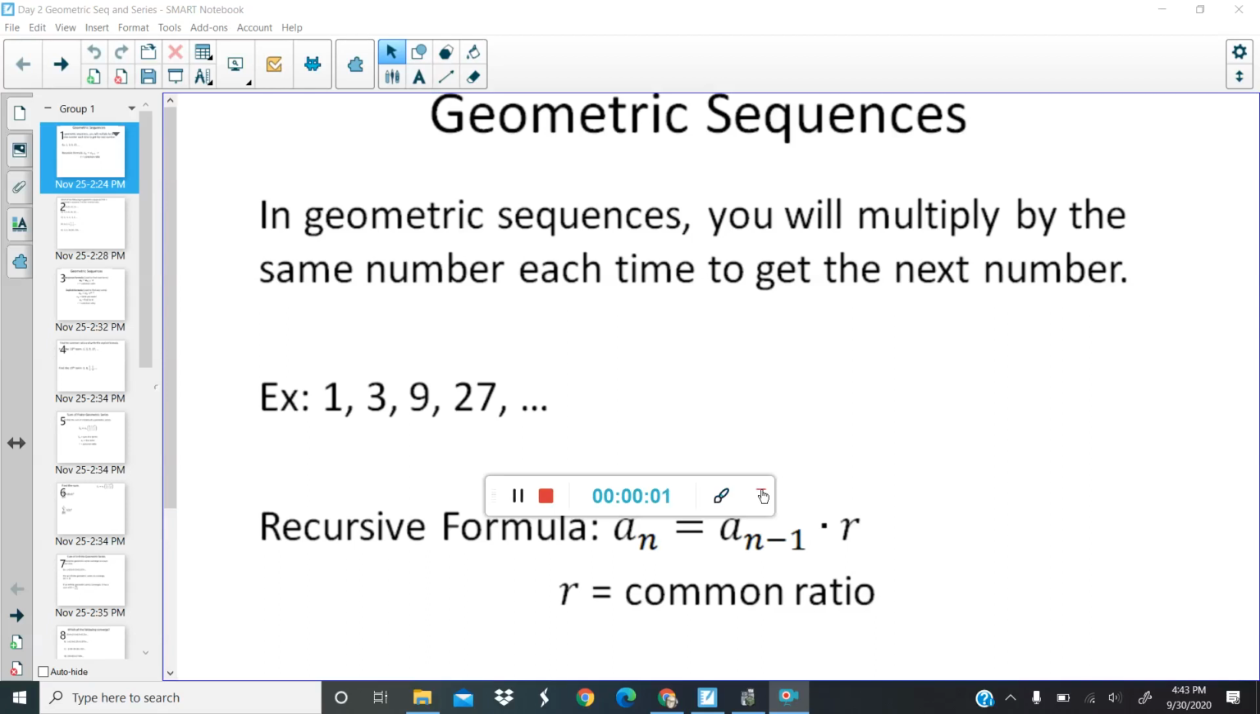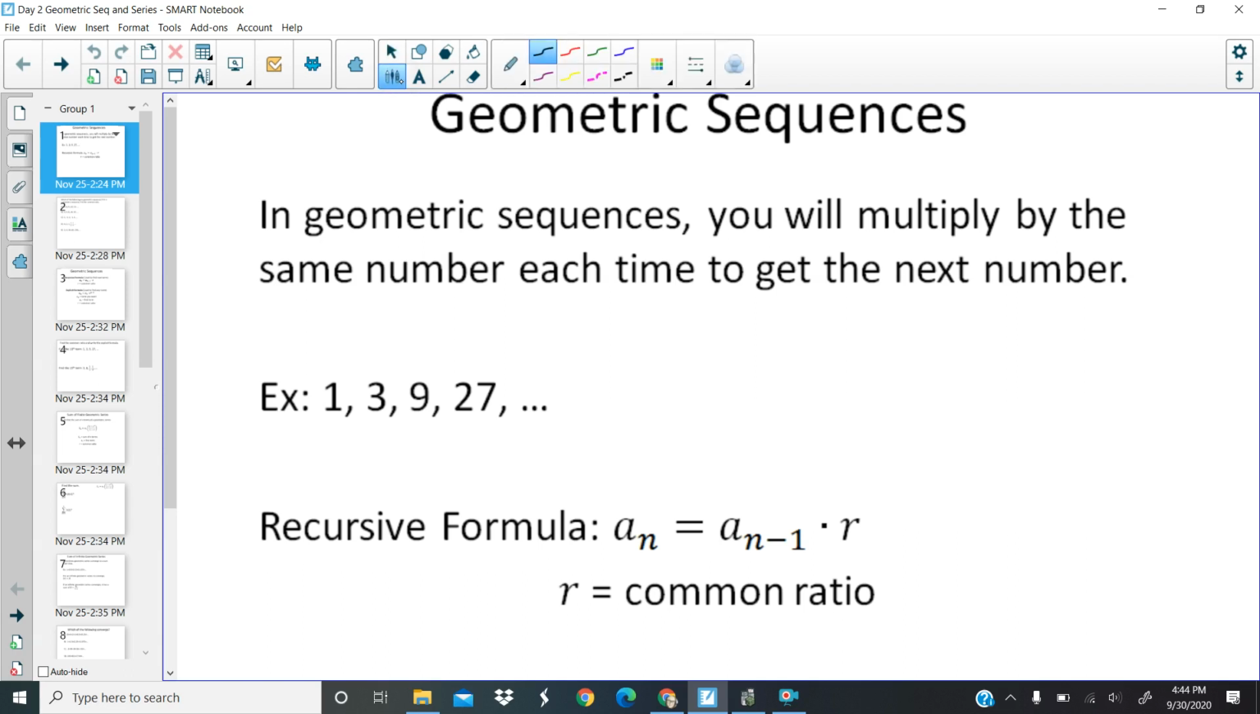Hey guys, so yesterday you learned about arithmetic sequences and series, and so today we're going to learn about geometric sequences and series. So the only difference is instead of having a common difference where you're adding the same number each time, in geometric sequences you have a common ratio where you're multiplying by the same number each time.